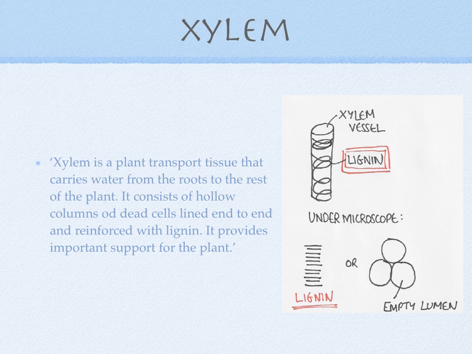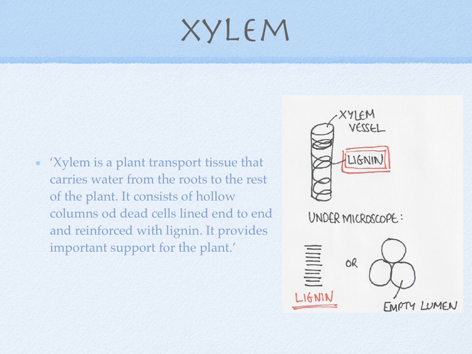The OCR definition for xylem is a plant transport tissue that carries water from the root to the rest of the plant. It consists of hollow columns of dead cells lined end to end and reinforced with lignin. It provides important support for the plant. On my little diagram on the right, I've tried to make it a point to highlight lignin, like we really need to remember this.